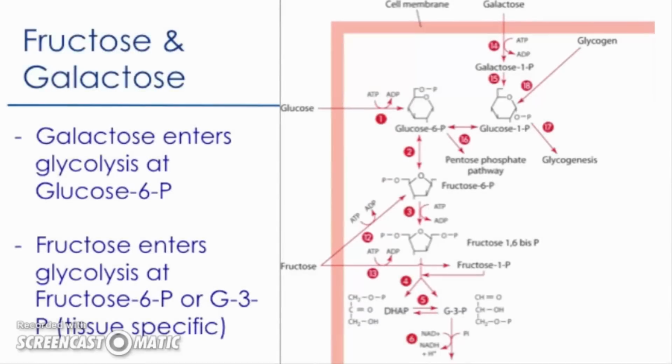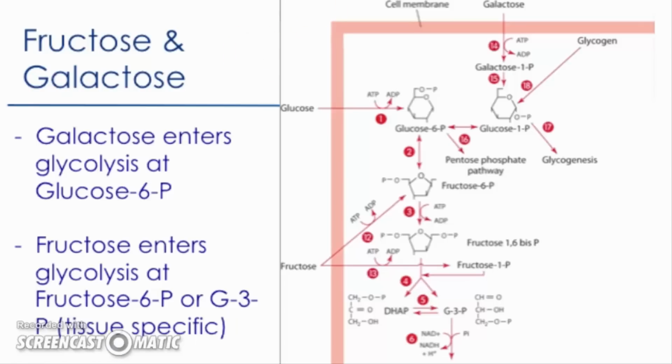Metabolism of fructose and galactose. So this video will be talking about the entry of fructose or galactose into the liver or the muscle cell, and also outlining where fructose and galactose enter the glycolytic pathway. Fructose is more complex in that the point at which it enters the glycolytic pathway will differ based on the liver compared to the muscle tissue.